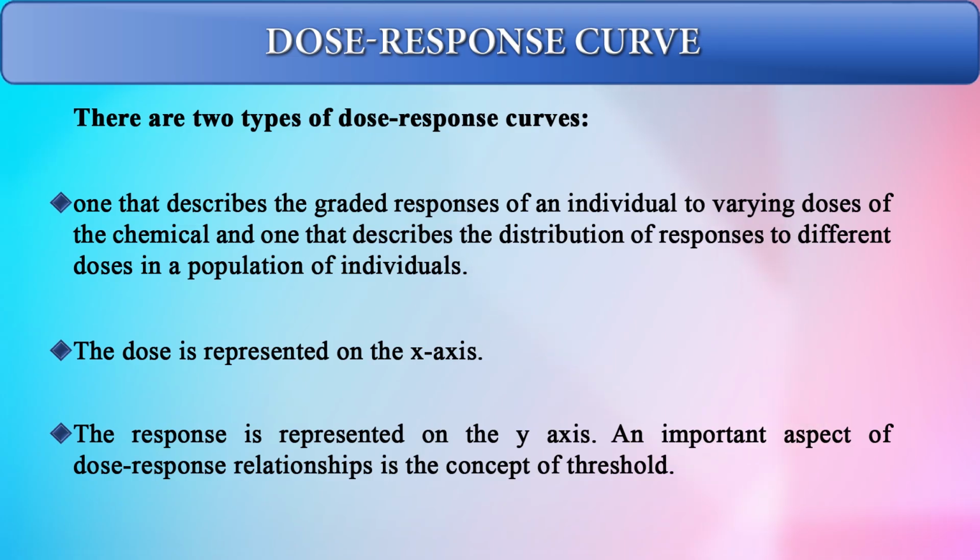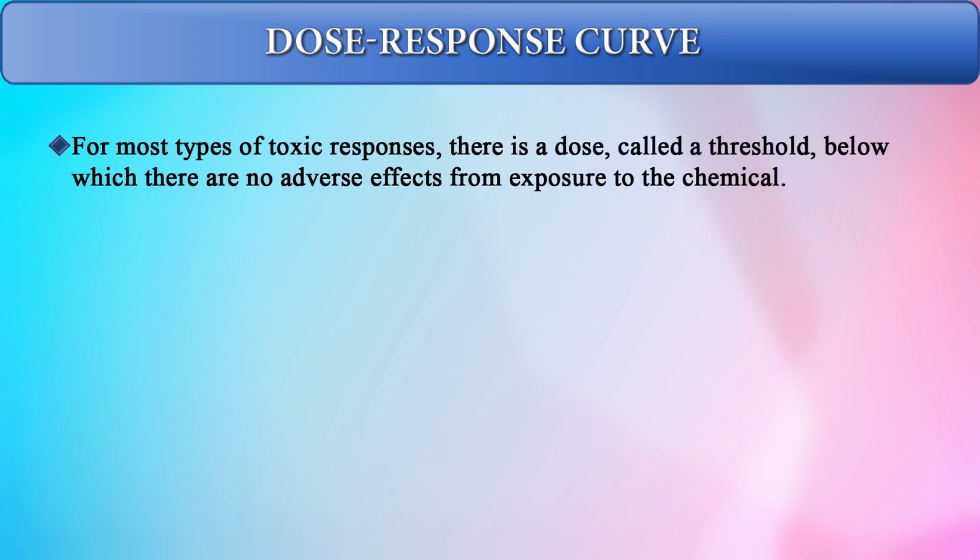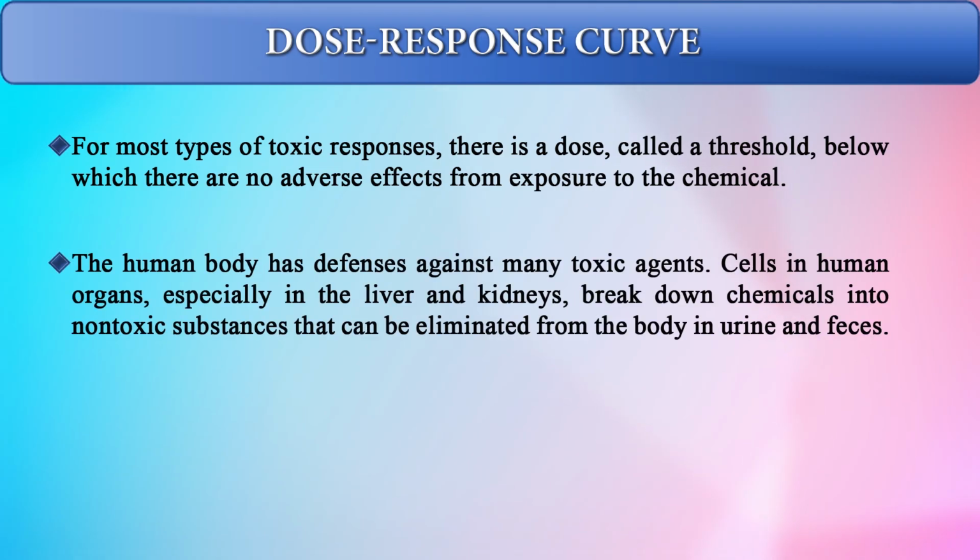An important aspect of the dose response relationship is the concept of threshold. For most types of toxic response, there is a dose called a threshold, below which there are no adverse effects from the exposure to the chemical. The human body has defense mechanisms against many toxic agents. Cells in human organs, especially in the liver and kidney, break down chemicals into non-toxic substances that can be eliminated from the body with urine or feces.